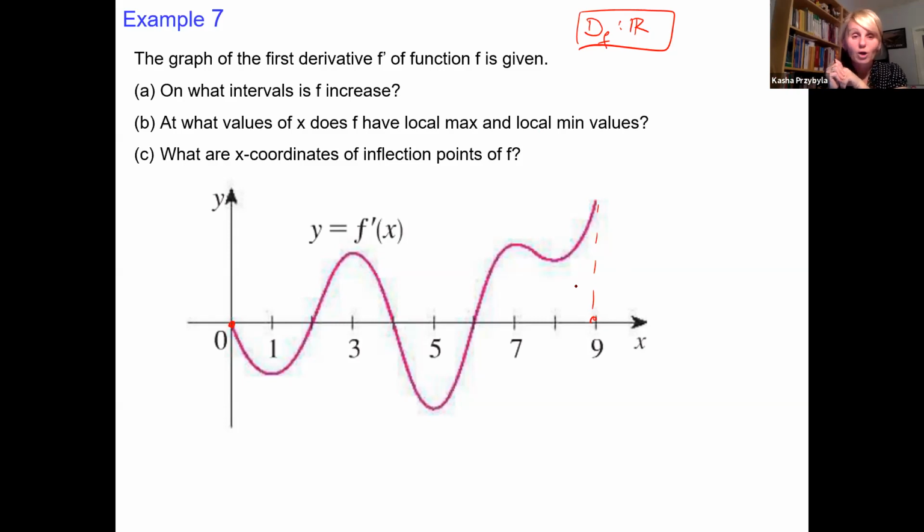And now, on what intervals is the function f increasing? John is saying between 1 and 3, between 5 and 7, and from, yes, we can say, that's 8. And now, did John give us the good answer?